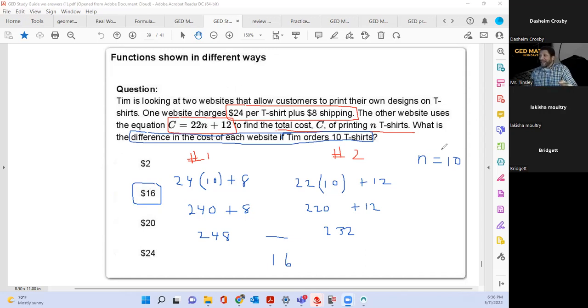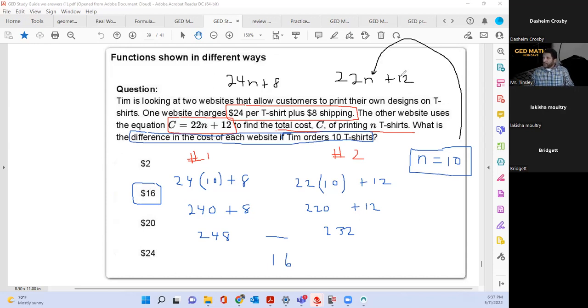Where you're evaluating it at? N equals 10. But you had to understand, what did they do? They gave you one equation in words, $24 per t-shirt plus $8 shipping. So what did you have to do? What's variable? The number of t-shirts can change. That's why it's 24N. The constant is just your shipping. So if we wanted to do an equation, it would be 24N plus 8. The second equation is 22N plus 12. All we did was take this 10, plug it in here. Take this 10, plug it in here.